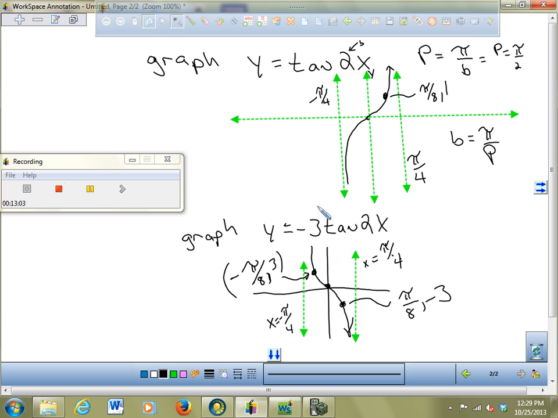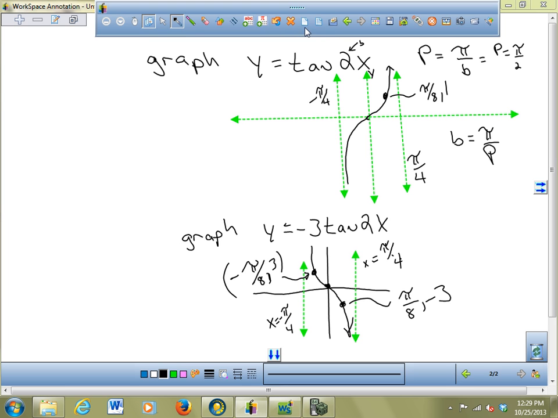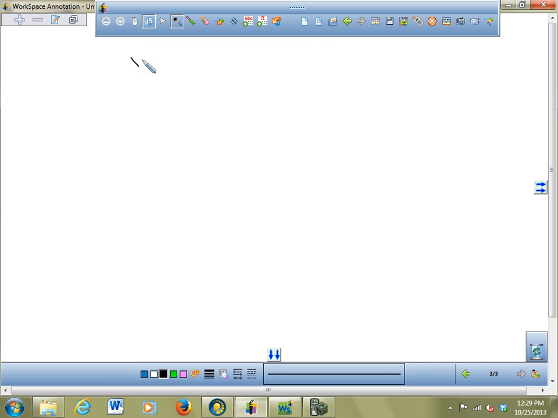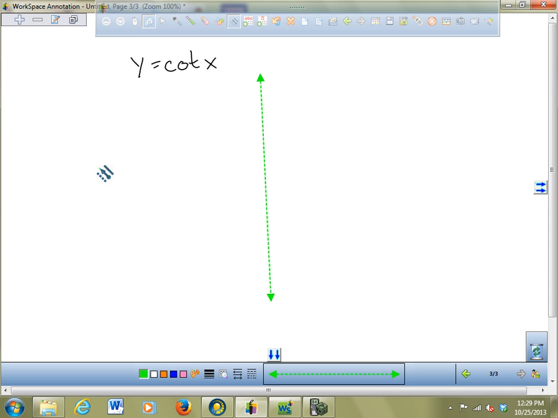Okay. So now we're going to talk about the graph of cotangent, which is very similar to the graph of tangent. Are you excited about that? Yes. Okay. Very good. All right. So cotangent, y equals cotangent of x. It's very similar to tangent of x. And should I just tell you what it looks like, or do you want to figure out what it looks like?